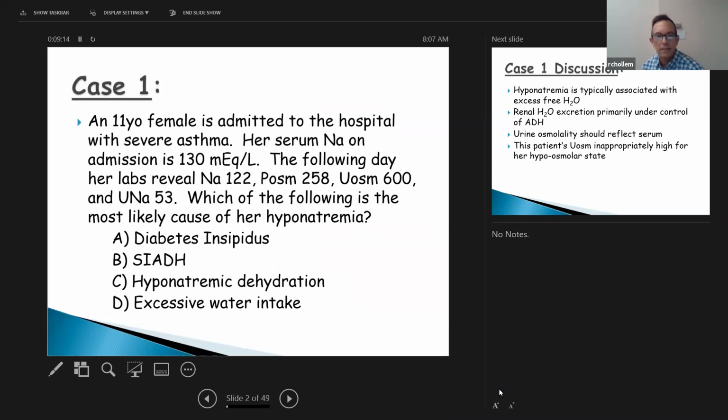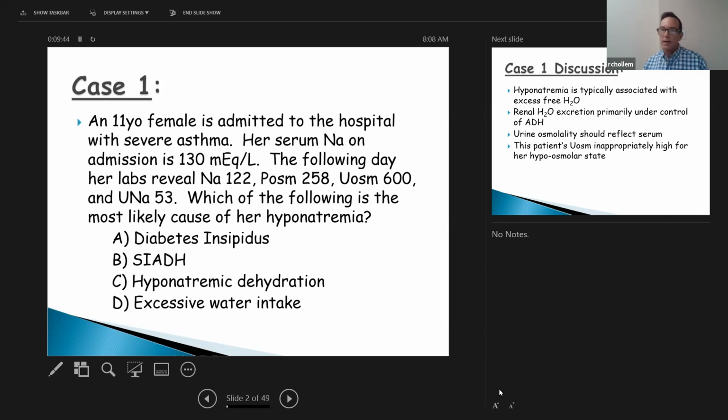So the first case is an 11-year-old female who is admitted, has a history of severe asthma, and is found to be hyponatremic with a sodium of 130. The following day, it drops to 122. So an astute resident gets plasma and urine osmolalities and a urine sodium. The question then, based on those, is which of the following is the most likely cause of the hyponatremia? And one could think, well, asthma might be related to a particular cause.